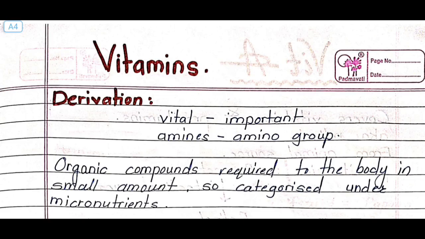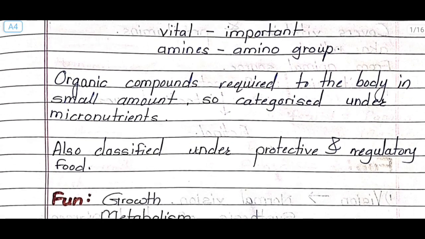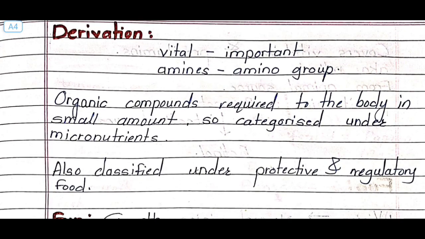Today we are learning about vitamins. First point is derivation of vitamins. Vitamin is derived from vital, which is important, and amines, which denotes amino acid group. They are organic compounds required by the body in small amounts, so they are categorized under the micronutrients. It means vitamins are categorized under the micronutrients.